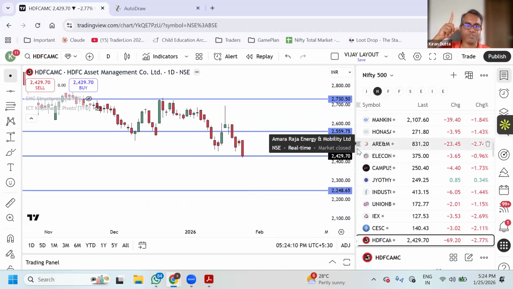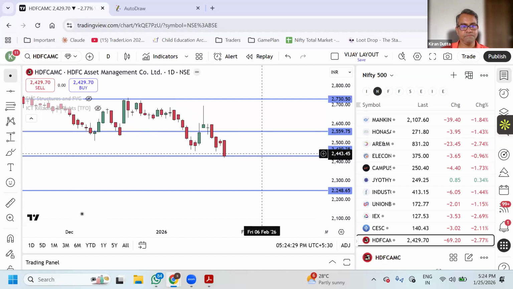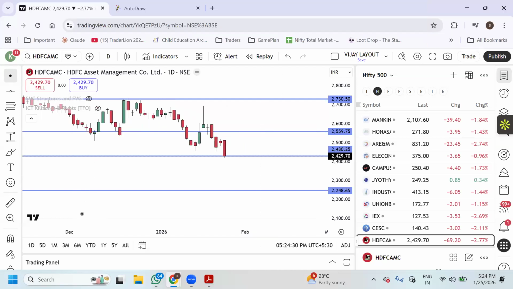Are you taking a long position? Are you taking a short position? What position are you taking, and what is your entry? What is your exit? What is your stop loss? Sir, if it moves above 2429, then I will take an entry.